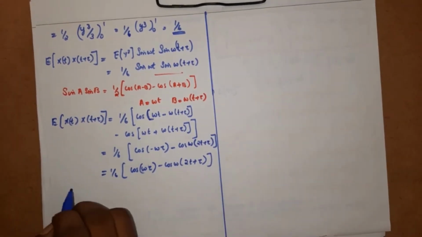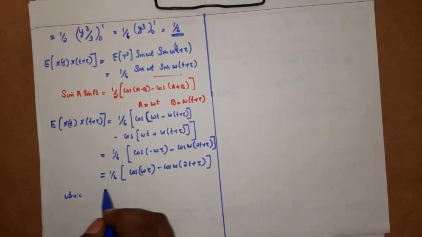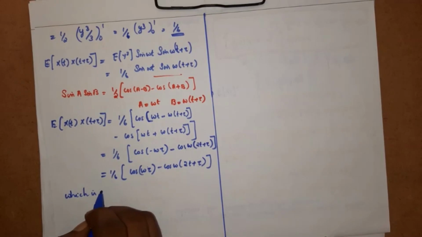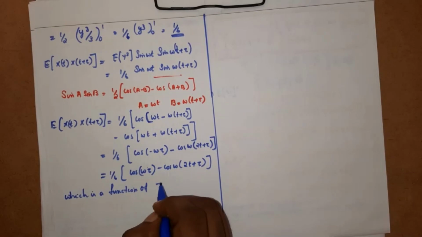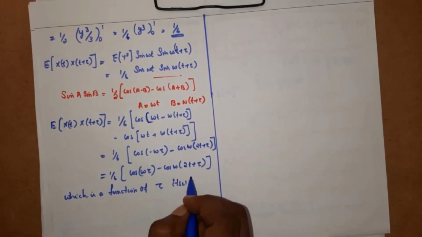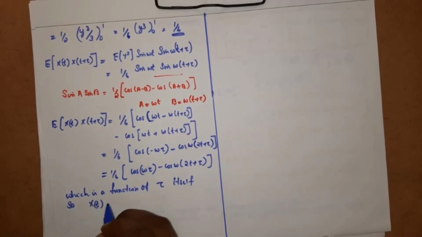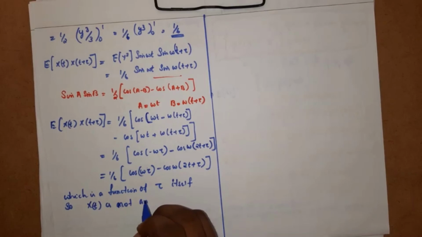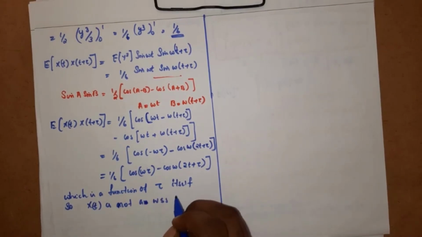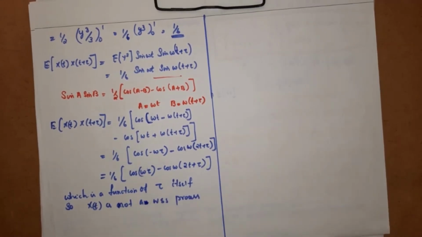It is not a function of tau itself. So x of t is not a WSS process. X of t is not a WSS process.